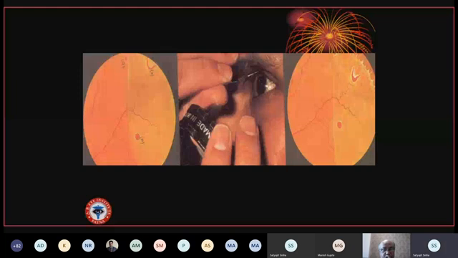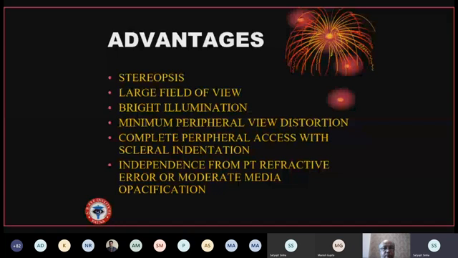So going on to the advantages of indirect ophthalmoscopy, it offers stereopsis, a large field of view, bright illumination, minimum peripheral view distortion, complete peripheral access with scleral indentation, and independence from the patient's refractive error or moderate media opacification. So there are a lot of advantages, and that is why when I was doing my fellowship in Shankar Nethralaya, we were absolutely forbidden to use the direct ophthalmoscope. It was criminal, actually, if I can put it that way, to be carrying the direct ophthalmoscope.